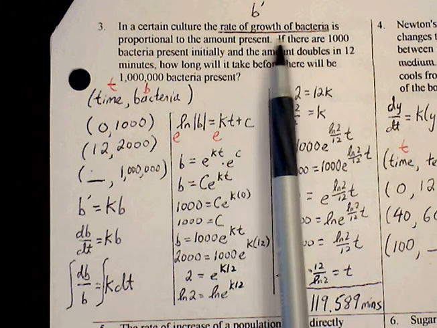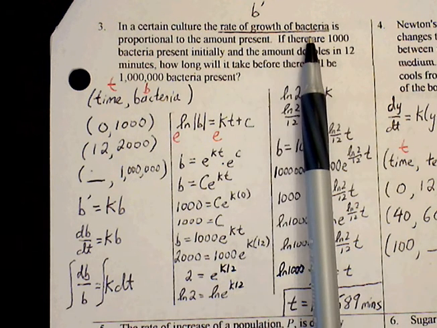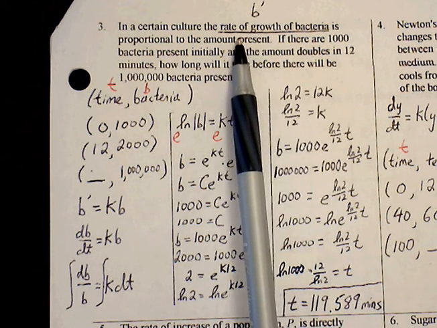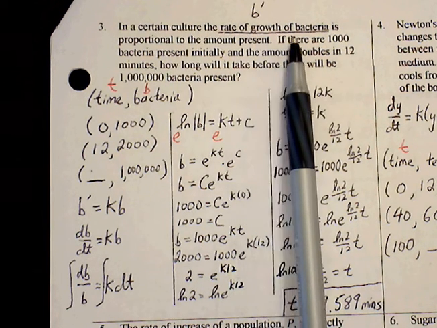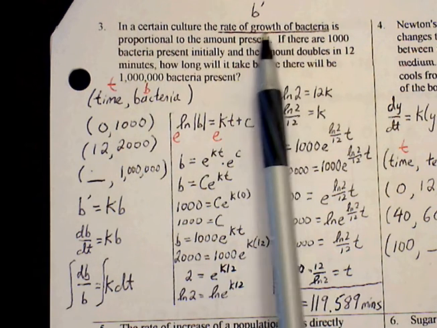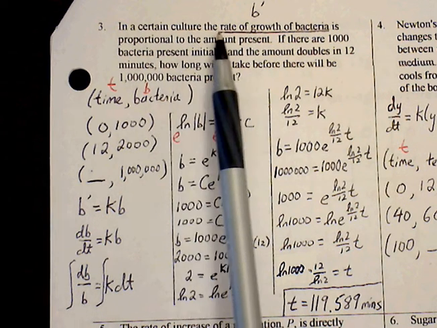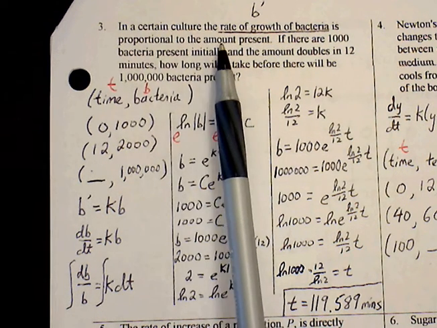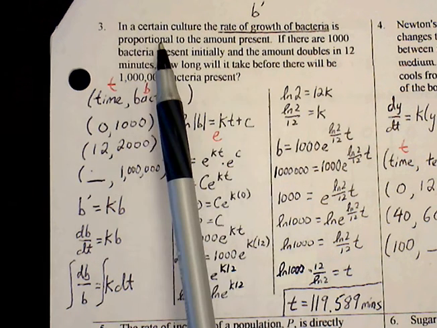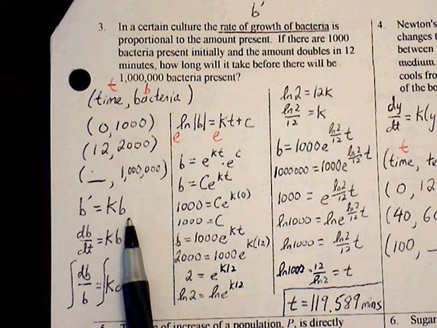It says the rate of growth of bacteria is proportional. So rate of growth of bacteria, we know that bacteria is represented by B, but this is the rate of growth or rate of change. So this is referring to B prime. So we can say B prime is proportional. So this is in the form of y equals k times x. So B prime is equal to k times the amount of bacteria present. So B prime is equal to k times B. So that's our starting differential equation.